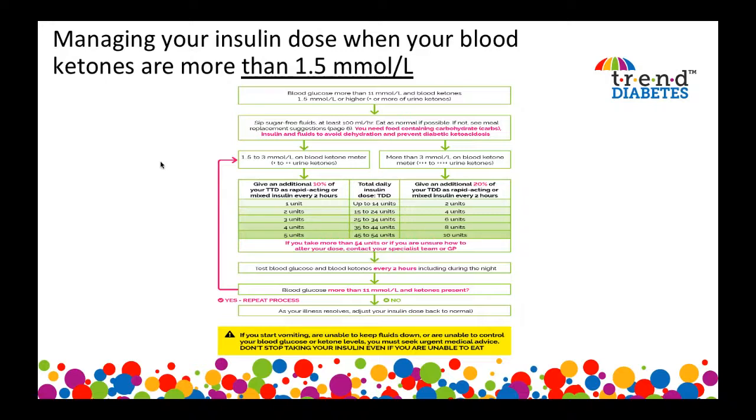Clearly, at any stage in both of these algorithms, if the person is unable to keep fluids down, then they need to be admitted to hospital, or at least for assessment in hospital. So you can only use these algorithms if that person can keep fluids down, is able to test, able to adjust their insulin, and confident to do so.